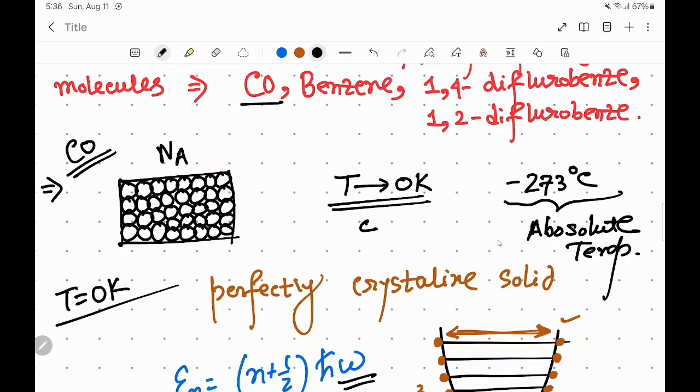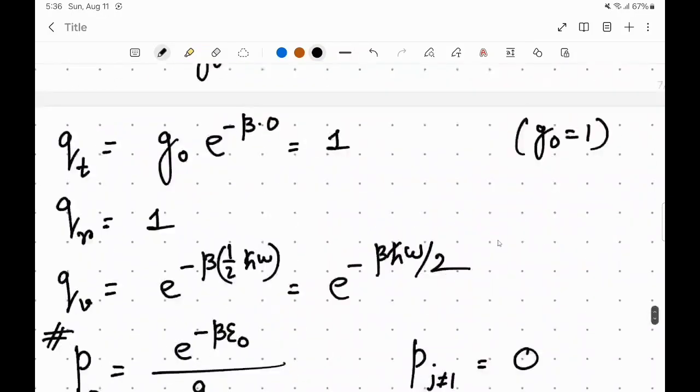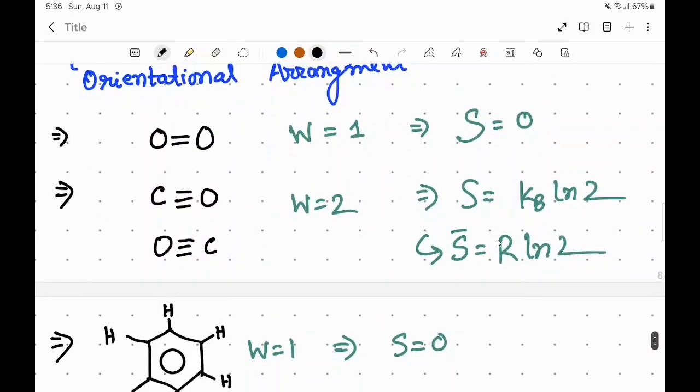So now, if there is a perfect, particular pattern, you can't change or replace the molecule. Only one pattern is allowed, right? So that's why only one arrangement will be allowed. And if only one arrangement is allowed, then W is 1 and the entropy will be 0. That's why you have to consider perfectly crystalline.